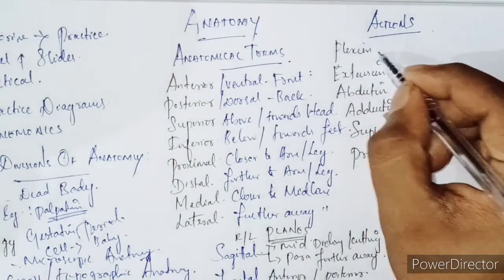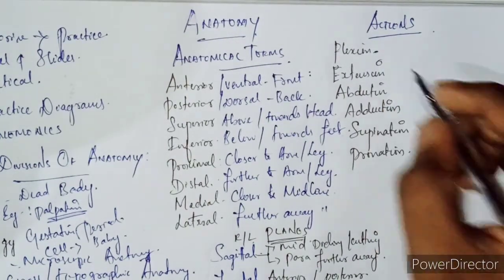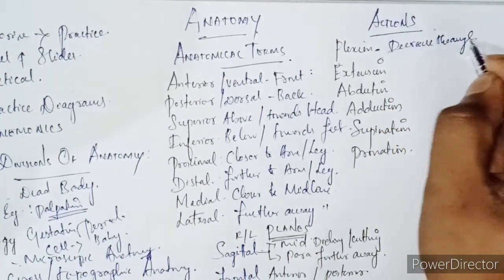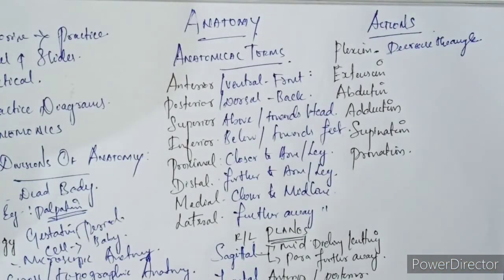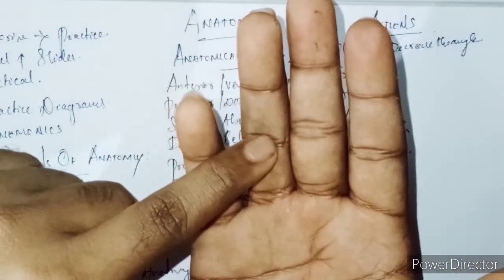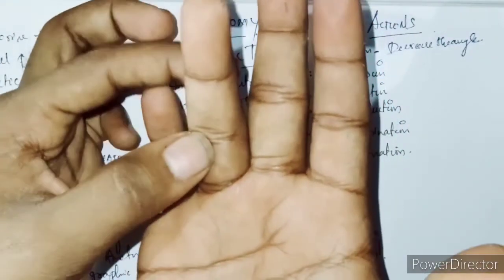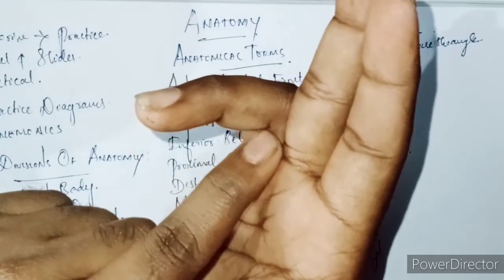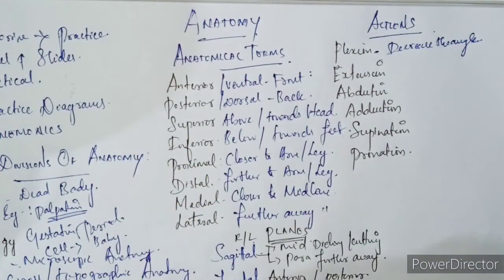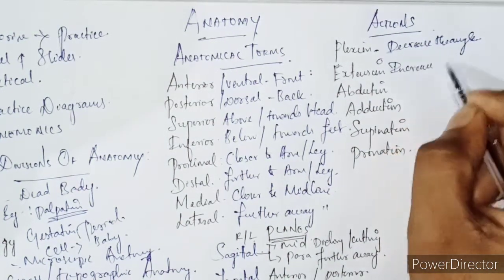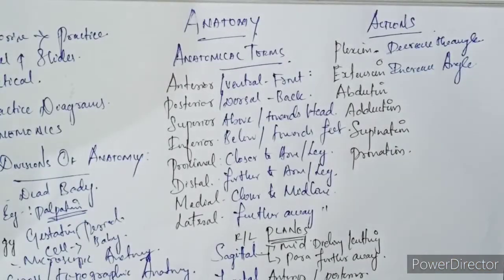Now see the flexion. Flexion is nothing but it's going to decrease the angle. Like how? Consider this is a metacarpophalangeal joint. Then this is the joint. When I'm going to flex this, the angle is getting decreased. That's why flexion is used to denote the decreasing of the angle. The opposite, extension, is going to increase the angle at the joints.